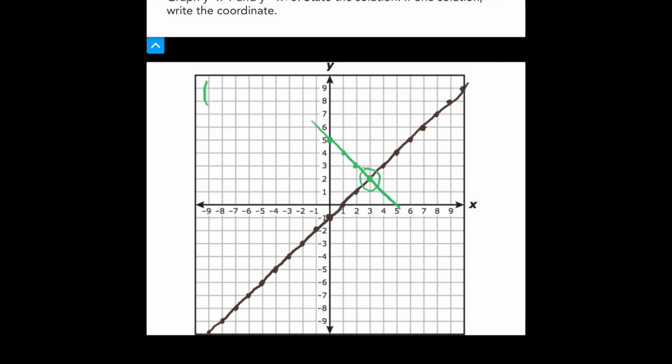Once again, you need an x, y coordinate since this is one solution, since our lines are crossing. The x coordinate is 3 because that's the x coordinate of where our dot is. The y coordinate is 2. So 3, 2 is our answer to this system of equations.